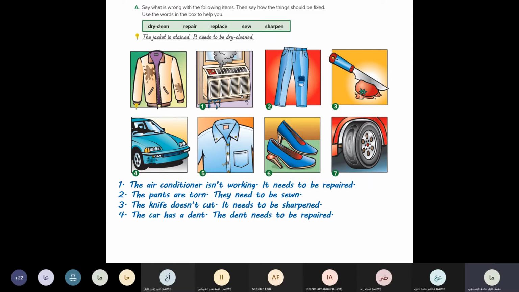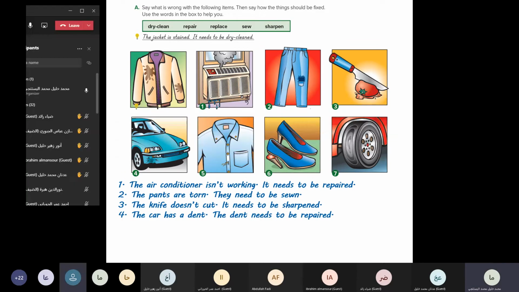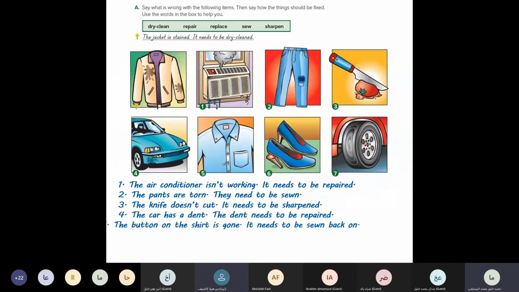Now, what about the shirt? Can I answer? Yes. The sleeve is missing a button. It should be repaired. Good. Thank you. The button on the shirt is gone. It needs to be what? Repaired or sewn back again.